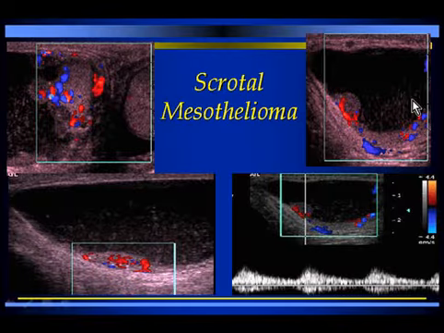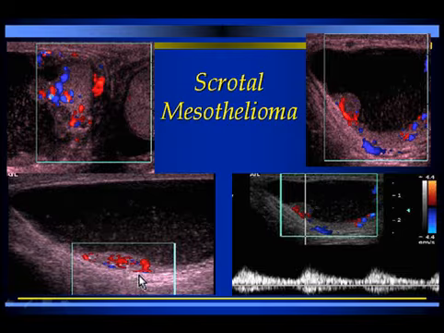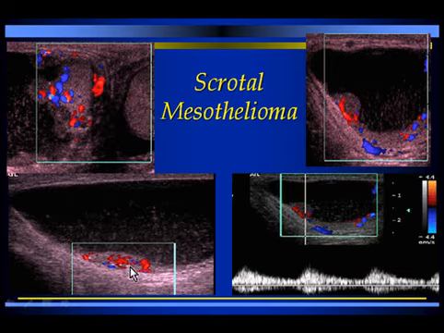And finally, I told you that the intratesticular stuff tends to be malignant, the extratesticular stuff tends to be benign, but not all of it. Here is a scrotal mesothelioma, and so remember there's a lining here, the tunica vaginalis, and so tumors of that lining can be mesotheliomas. And here we see a focal mass in the scrotum with a hydrocele and with flow in that mass, and this was mesothelioma.